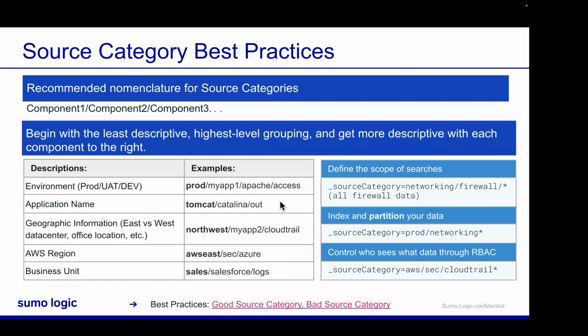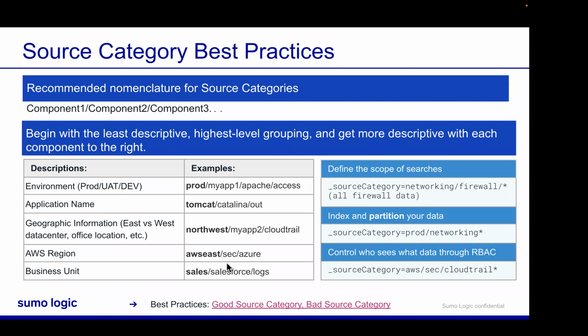Now, as far as those metadata tags and being able to utilize the source category, you want to start from the highest level grouping and then get more descriptive. For example, if I'm in an environmental space, I can set up my metadata tag underscore source category equal to prod my app Apache Access. So this is going to be looking at my production for that app, the access logs. Whereas if we're in an application environment, I can set up my Tomcat Catalina out. So this is going to give me out logs from my Catalina on the Tomcat, and so forth. My AWS region may be the easier way to describe your environment: AWS East, Sec, Azure, and so forth.